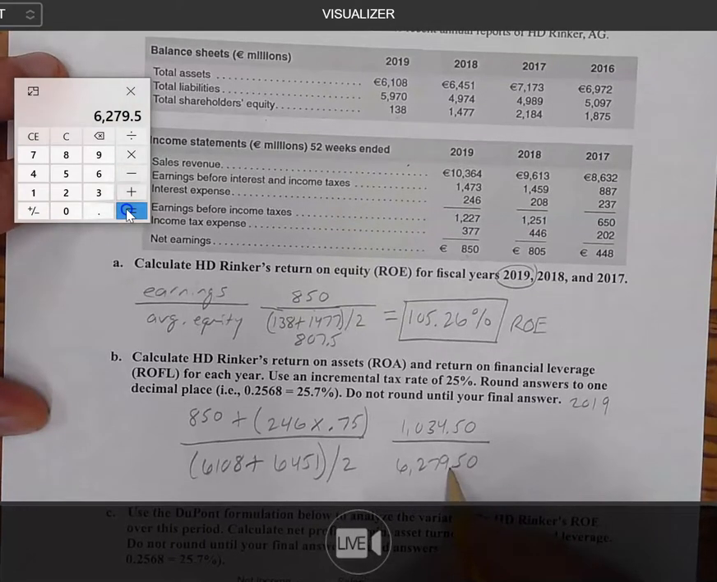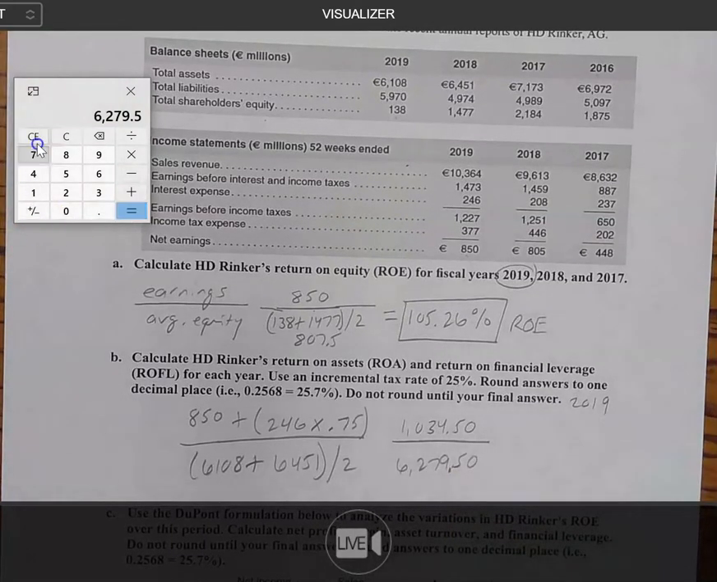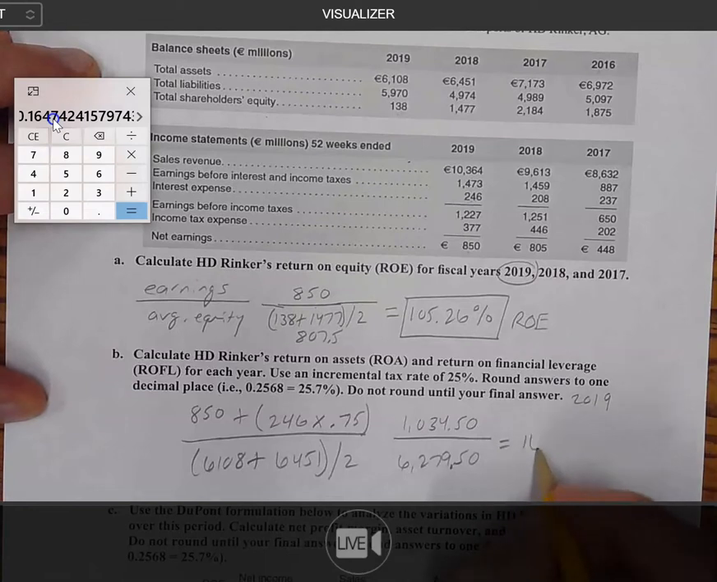All right. So now I'm going to take 1034.5 and divide it by 6279.5, and that's going to give me, you can barely see it, 16.47%. And this is our return on assets.